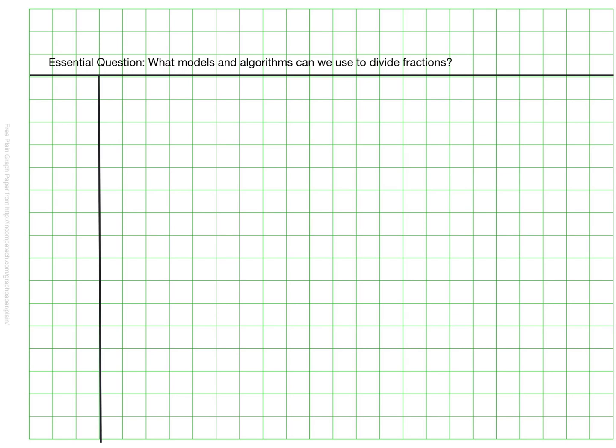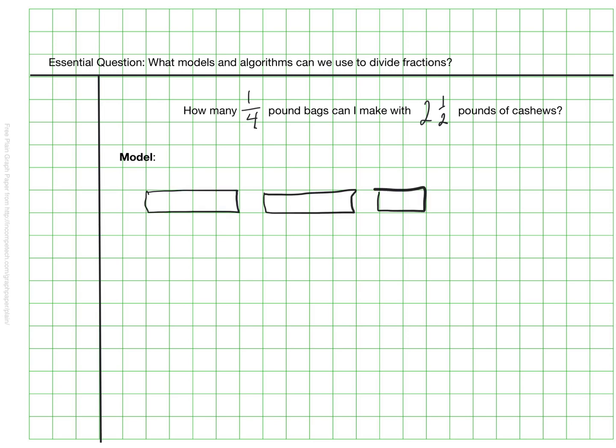This video is going to talk about dividing fractions, and specifically the essential question is, what models and algorithms can we use to divide fractions? The example I want to start with is how many 1/4 pound bags can I make with 2.5 pounds of cashews? And because I like to visualize things, I'm going to start first by showing a model.